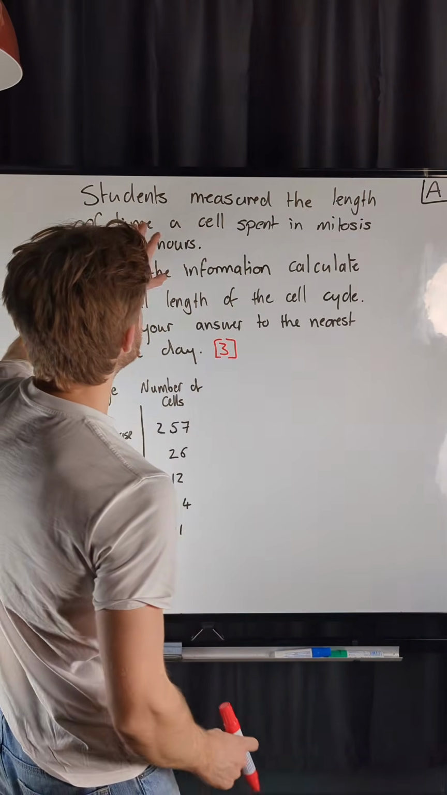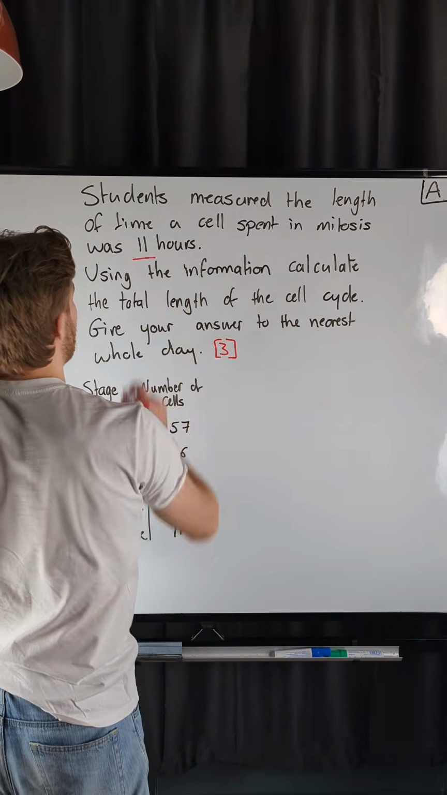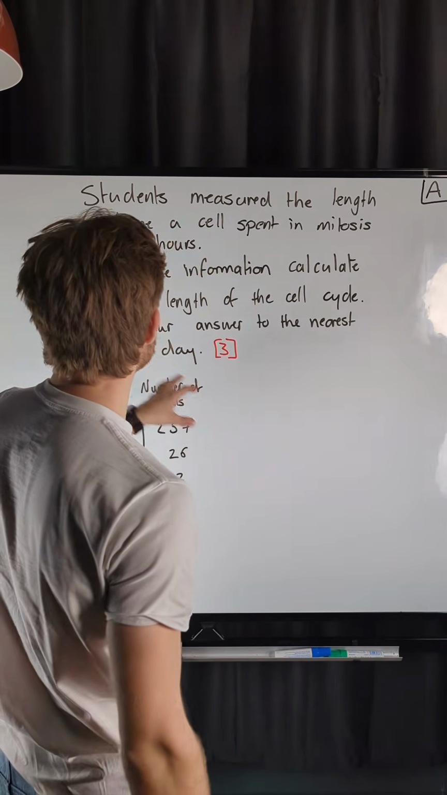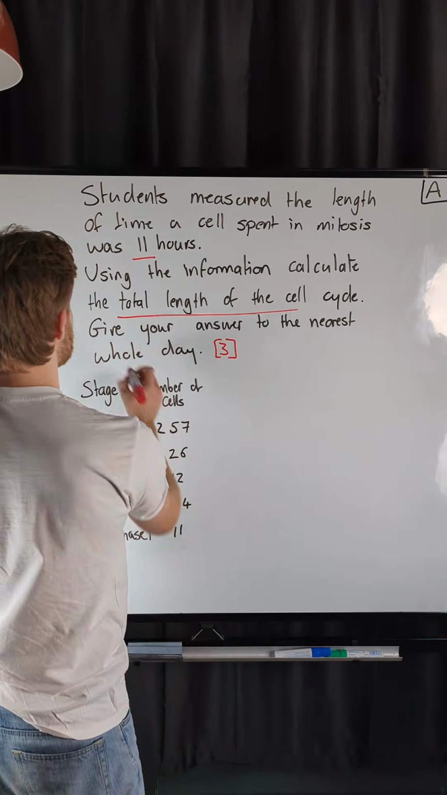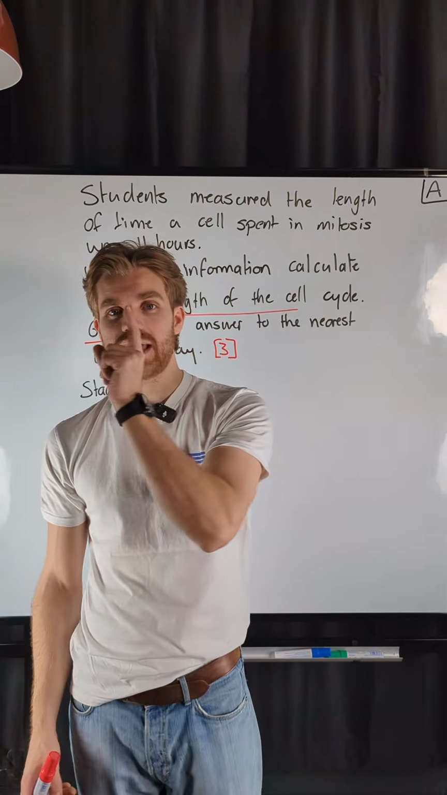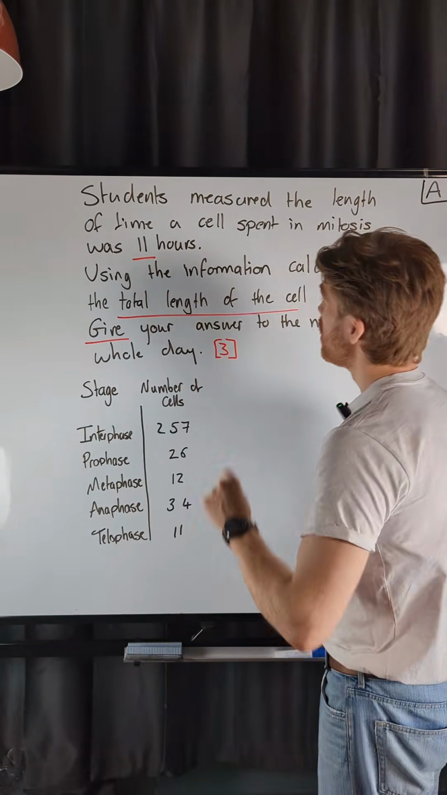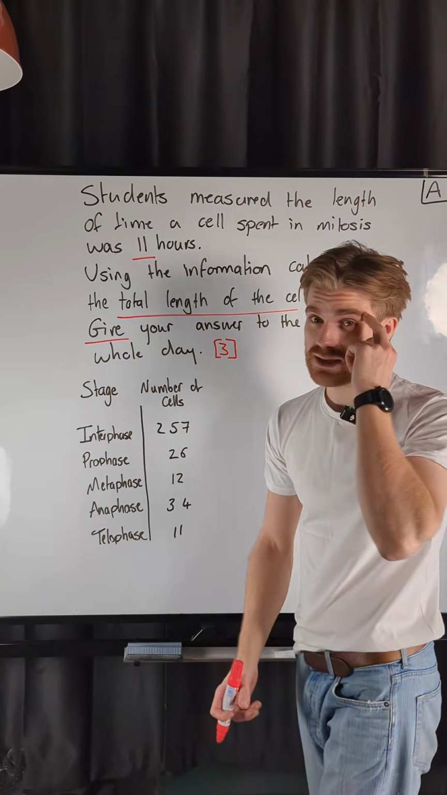So the question says, students measured the length of time a cell spent in mitosis was 11 hours. Using the information, calculate the total length of the cell cycle. Give your answer to the nearest whole day. Now, I bet most students will forget one little thing at the end. So how do we use this information initially? Well, as soon as I see something like this, I'm going to be thinking mitotic index.